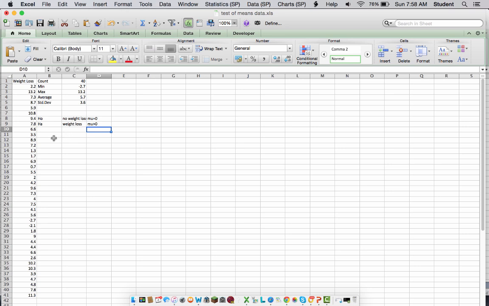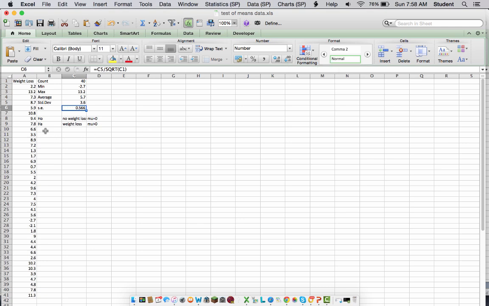And so our test statistic for this is going to be our sample mean minus our null divided by our sample standard error, right? Our standard error is a function of the standard deviation of our sample divided by the square root of our sample size. Right, so here the standard error of our mean in this case is 0.566.